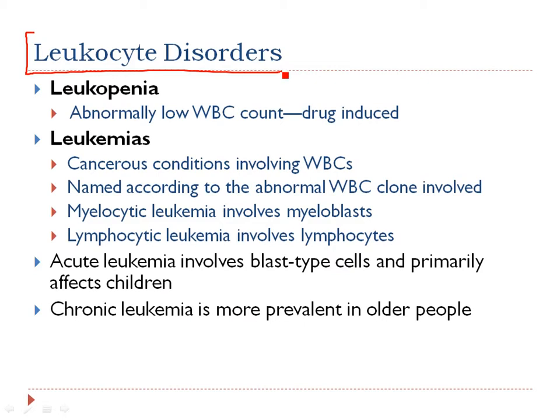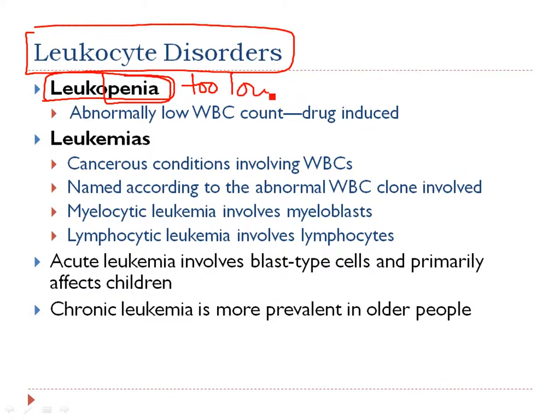Okay, now what about leukocyte disorders? We're not going to talk a whole lot about them. We're mainly going to talk about leukemia, but there are some terms you should be familiar with. First of all, leukopenia. Whenever you see the suffix penia, that refers to too low an amount of a particular cell type. So leukopenia means you have too few white blood cells, too few leukocytes.